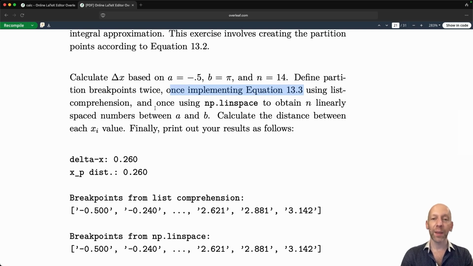And then again, a second time, calculate all the partition breakpoints, the boundaries of all the little segments, using the linspace function in NumPy, to get n linearly spaced numbers between a and b in order to create n partitions. Okay, and then basically what you want to demonstrate is that these two methods give identical results.